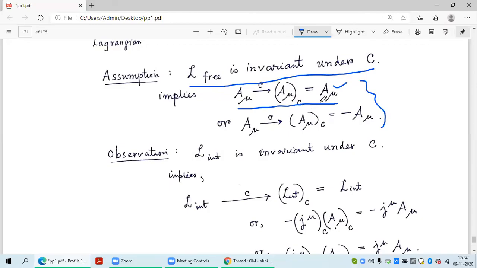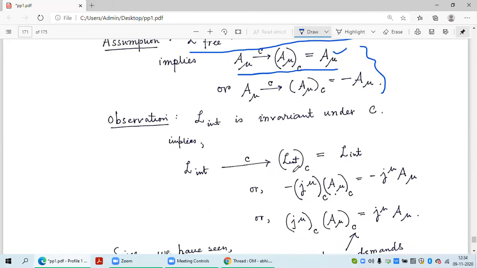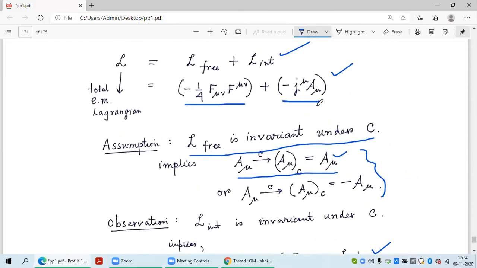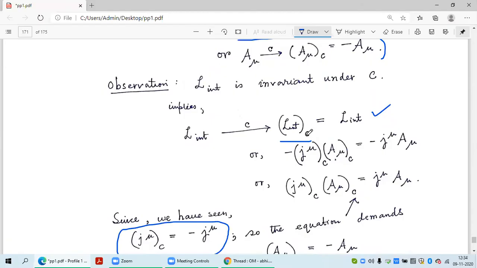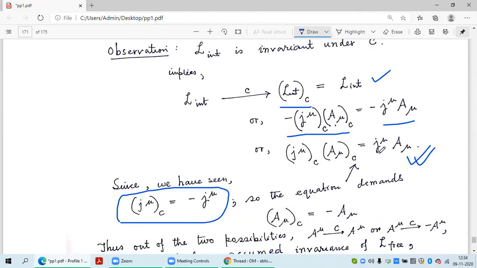If you take this possibility, you can write it this way: say L int is this. Therefore, in place of L int is this. Therefore, the charge conjugated L int will be like this and this, which is basically this. So this equation will be satisfied because J mu under charge conjugation is minus J mu. Therefore, you can say A mu C must be equal to minus A mu.